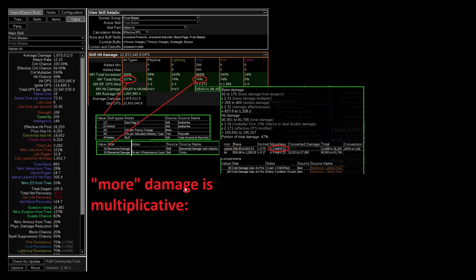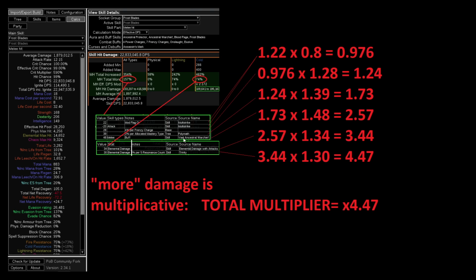Okay. Now we'll look at the more damage multiplier, which is the second number here next to the flat damage, base damage. 4.46 times. Okay. Now more damage is multiplicative. It comes from the more cold here and more damage here. Now these numbers, they have to get multiplied together.